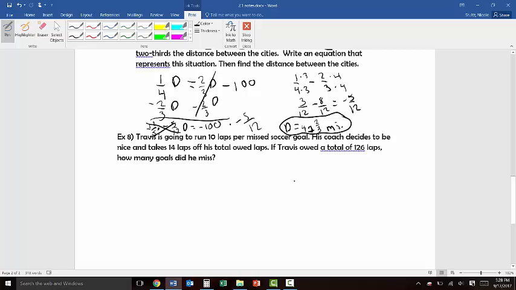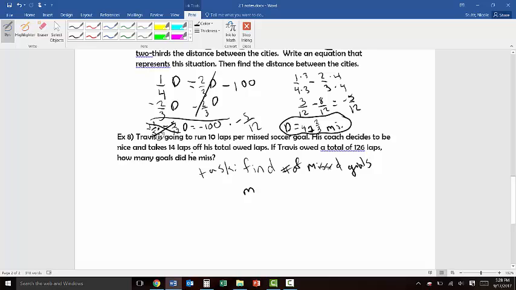Okay. So our last problem says Travis is going to run 10 laps per missed soccer goal. His coach decides to be nice and takes 14 laps off his total. Now he has a total of 126. How many goals did he miss? So our task looks like it's going to be find the number of missed goals. And that's what we'll assign a variable to. So we'll just maybe say M for number of missed goals.